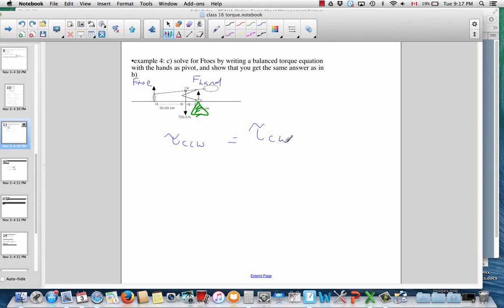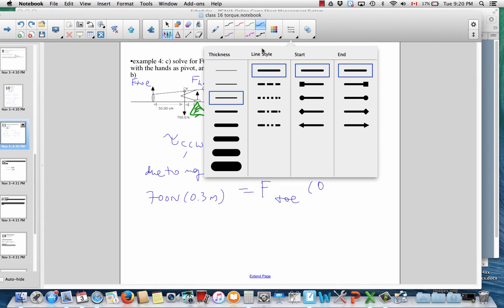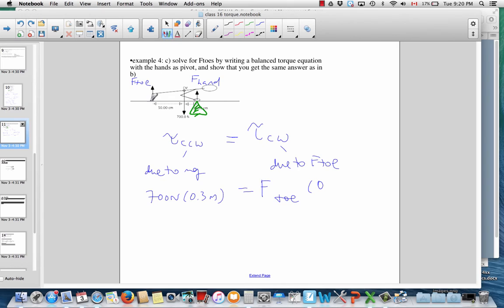we could solve the previous problem in a different way. So with this pivot point, now mg is an anti-clockwise torque. And so you would have 700 newtons acting 0.3 meters from the hand pivot point. Now the clockwise torque comes to us from the toe force down here, which is acting 80 centimeters away from the hand pivot point. And if you solve this equation for toe force, you'll get exactly the same answer that we just got on the previous page.